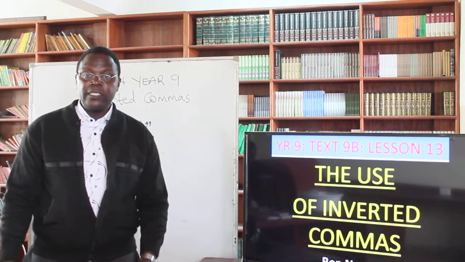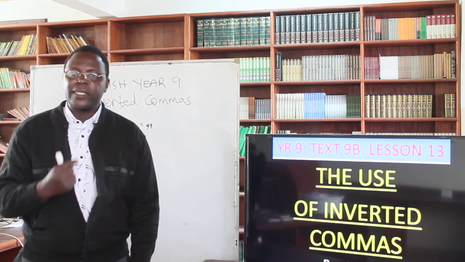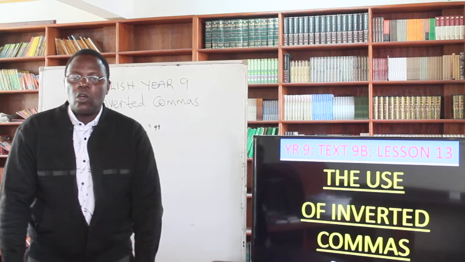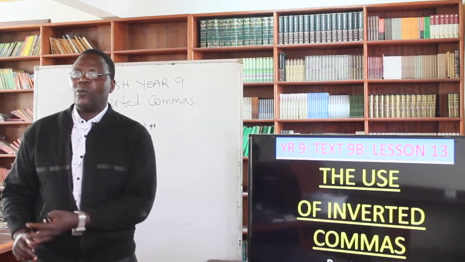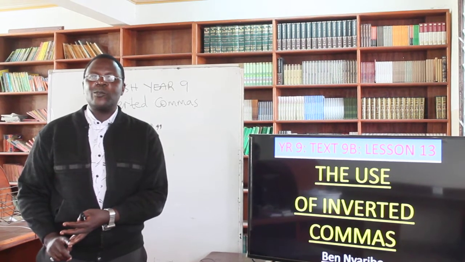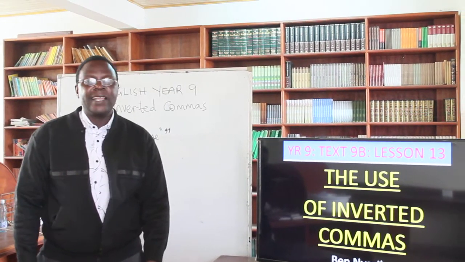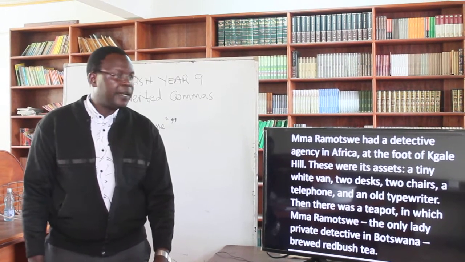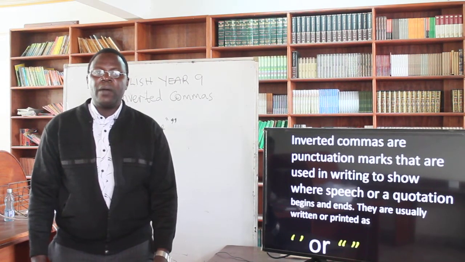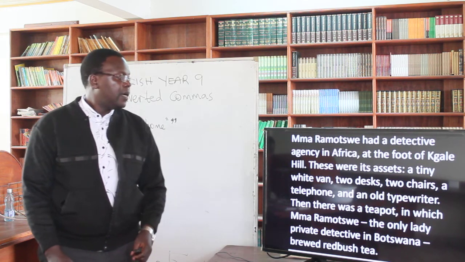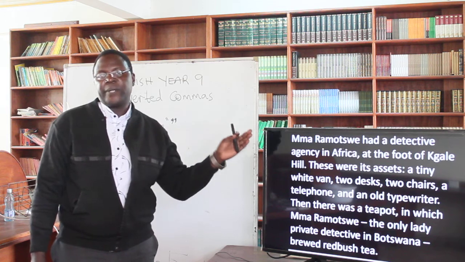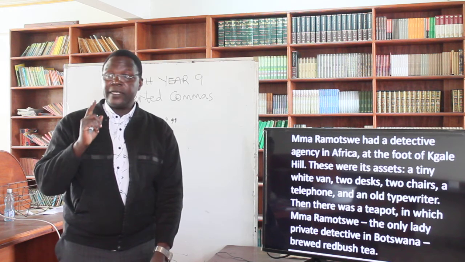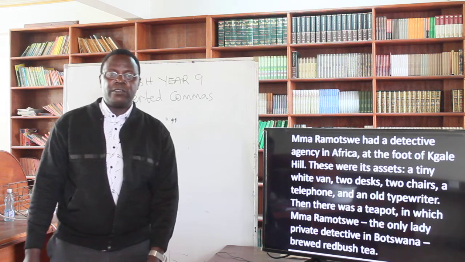So, to say the least, the inverted commas are punctuation marks that are used in writing to show where speech or a quotation begins and where it ends. That is why they are called opening and closing inverted commas. One more thing we need to know is that the inverted commas have been used in this passage. So ours is to read the passage, and then we bear in mind where the inverted commas have been used.